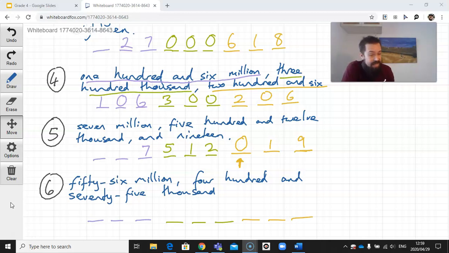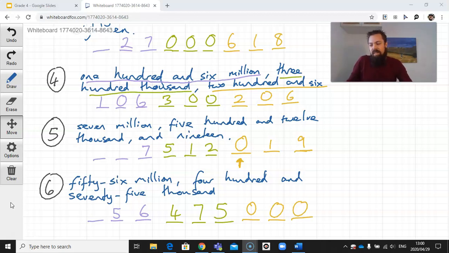Last one, slightly different. Wanted to do this one just to make sure that we're all on the right track. So 56 million, well, 56 in the millions family. 475,000, I can do 475. Oh, and that's it. Well, I guess that means that there is no one in the units family. And there, that's how we write 56,475,000. There we go.